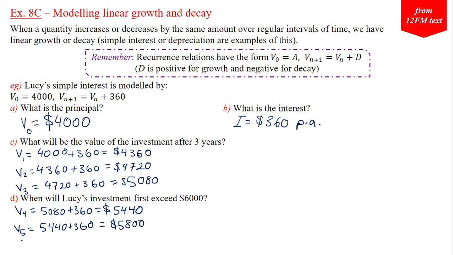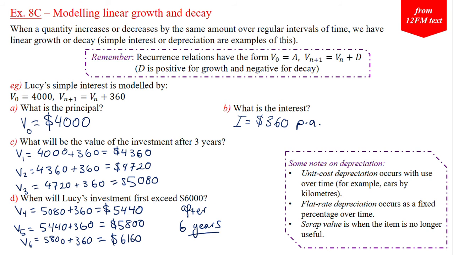And finally, I don't know if I'll be able to write it. Oh, I can just fit it in. Cool. V6 equals 5,800 plus 360, and that gives us 6,160. So Lucy's investment will first exceed $6,000 after 6 years. Okay, and that's your final answer. You could write Lucy's investment will first exceed $6,000 after 6 years. I'm going to run out of room because I have a few more points for you.